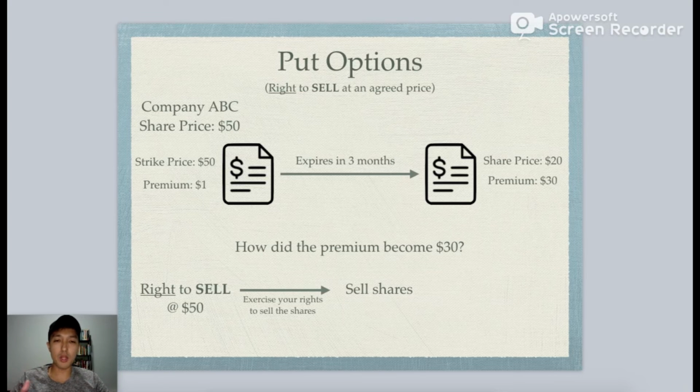Alright, but because you pre-sold it, you don't even own the share, so you need to buy back the share in a certain way. So you immediately buy back from the market at $20, and your net profit will be $30. So this premium will actually be worth $30 at this point in time.